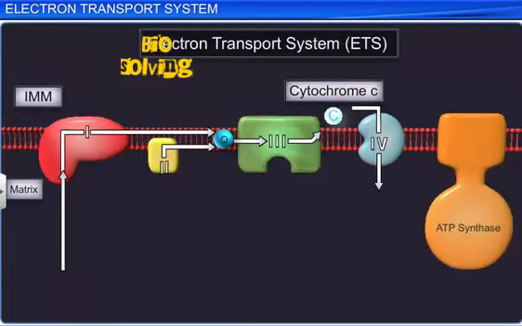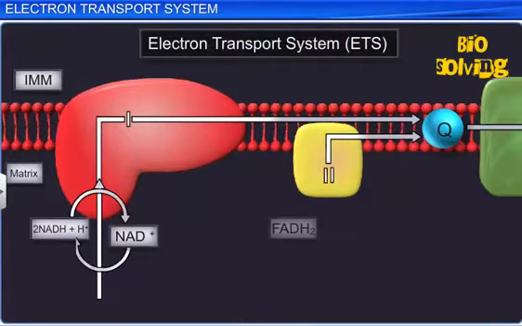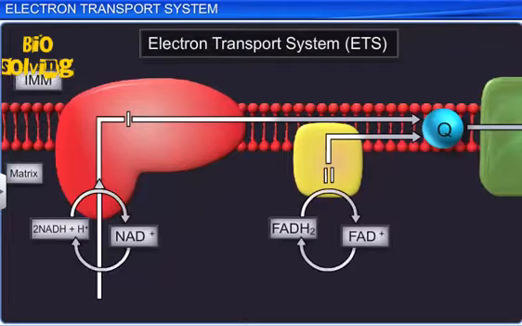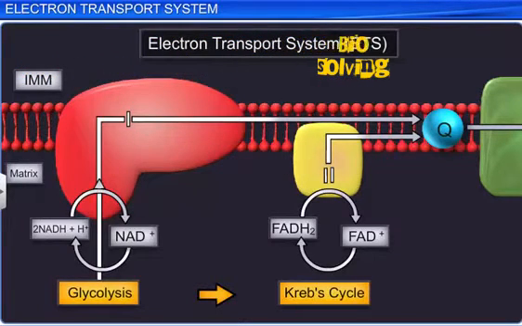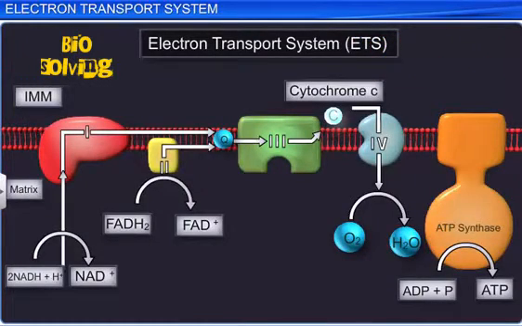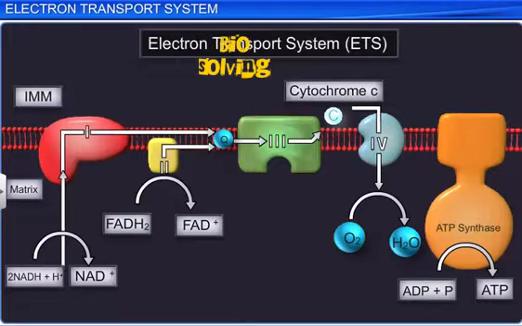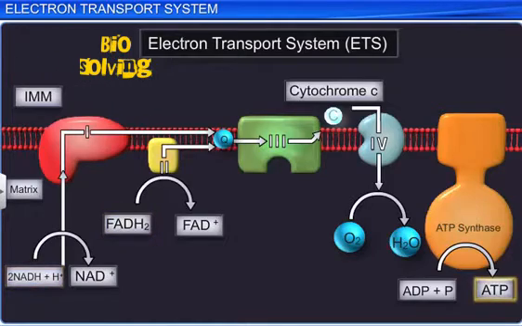ETS serves 3 important functions in aerobic respiration. It regenerates the oxidized form of coenzymes to be used in glycolysis and the Krebs cycle. It transports 2H plus and 2 electrons to oxygen, and it utilizes the energy of the coenzymes in the production of ATP.